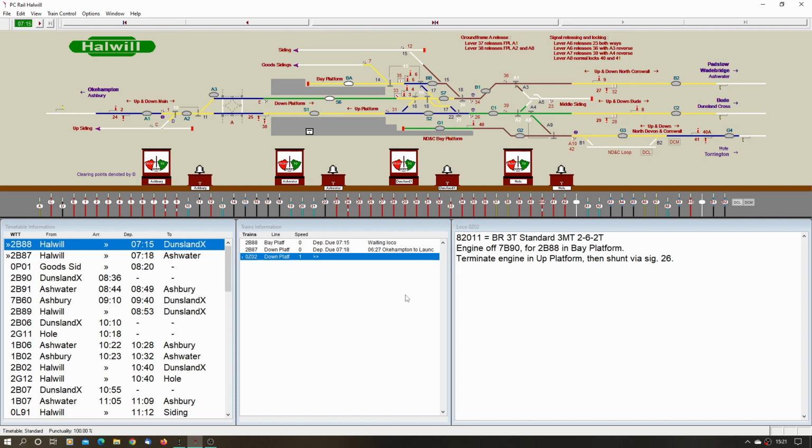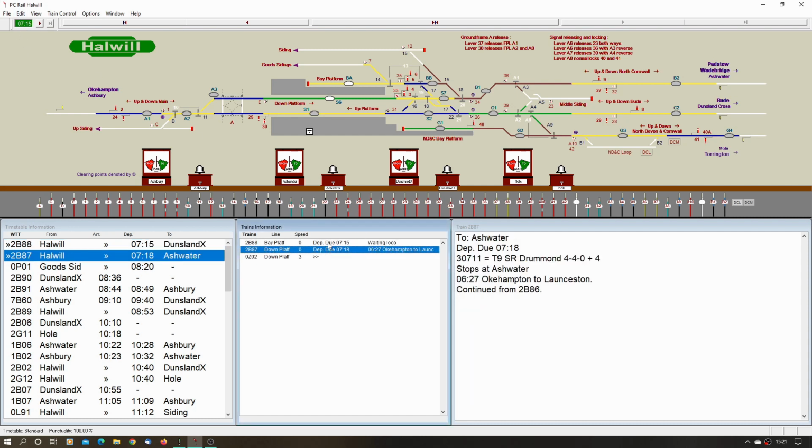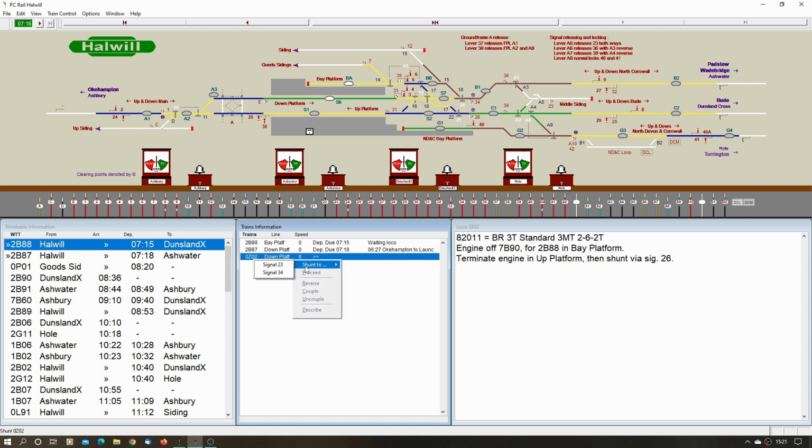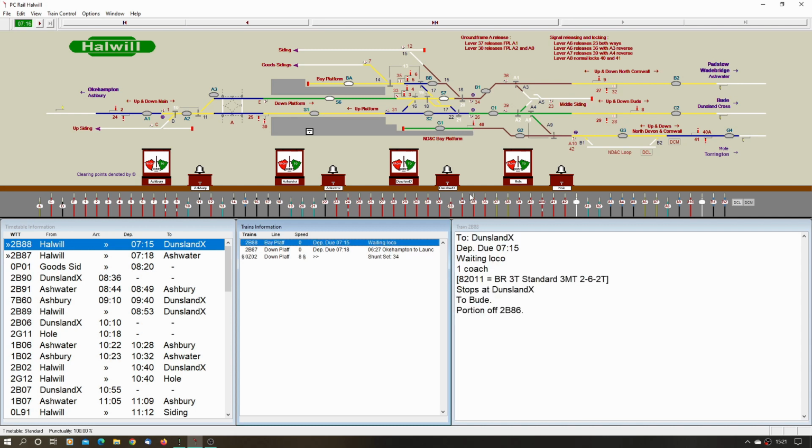See, the driver should have stopped and told me that, really. So we are going to be late, but no matter, that was my genuine error there. So basically that locomotive should have gone straight into the bay platform. Right, I'm going to use the shunt 2 command on that. So he stops at 30 foot. We'll get that back on his correct train.